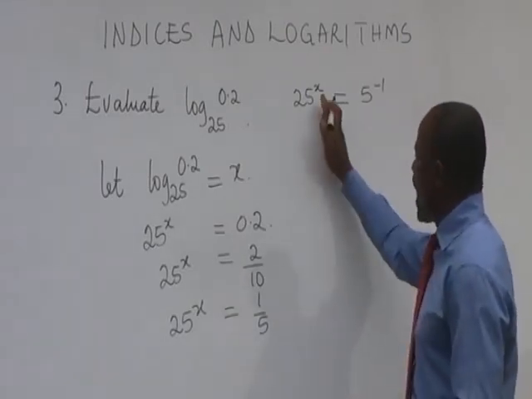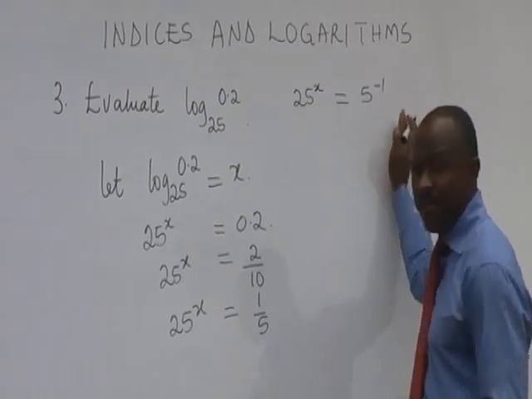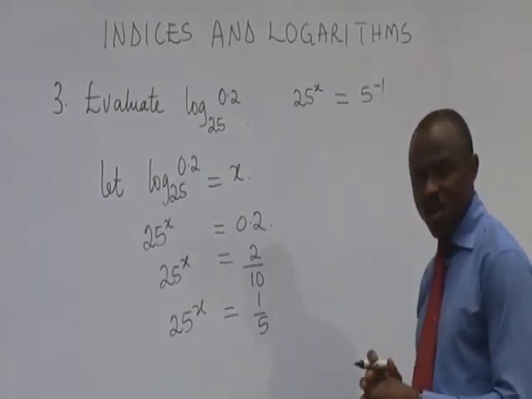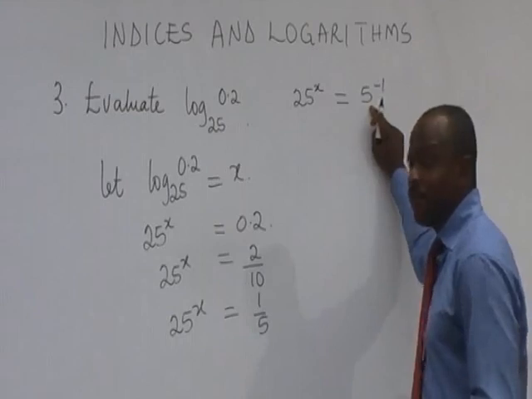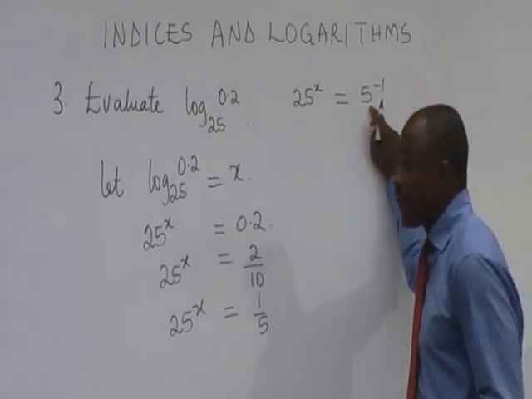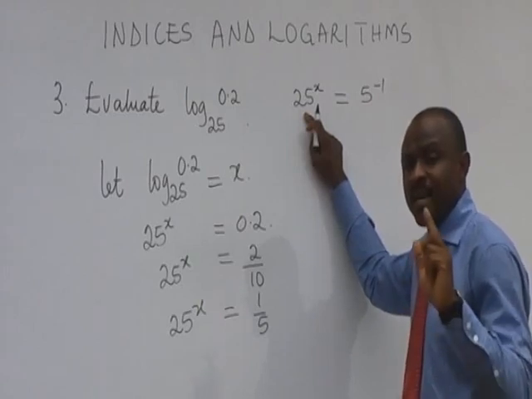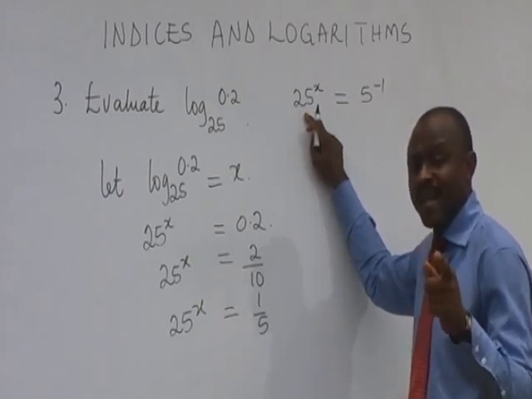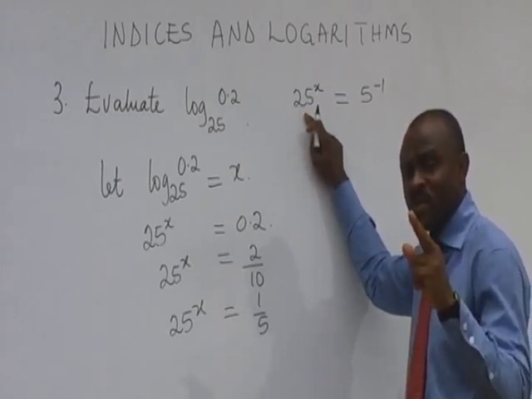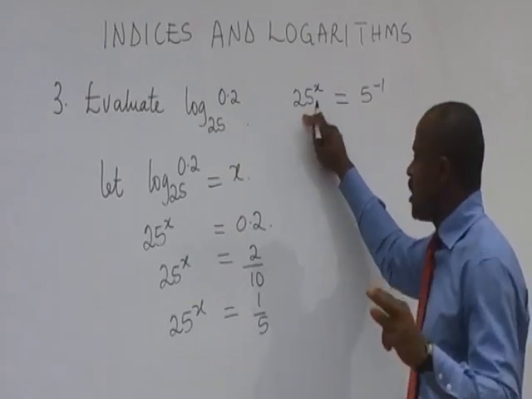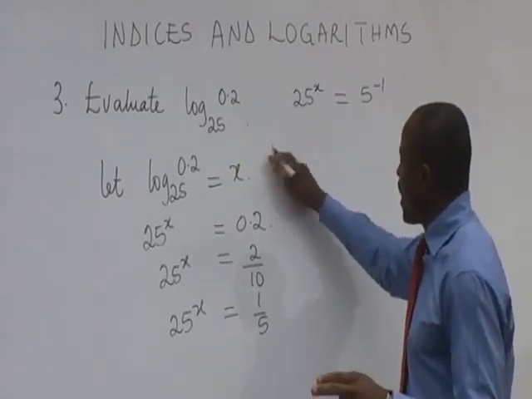Now try to balance what you have in the left-hand side with what you have on the right-hand side. What do I mean by that? Already you have a base of 5 here. Change 25 to a base of 5. You know that the square root of 25 is 5. That means 5 times 5 is 25. So change this to 5 exponent 2.